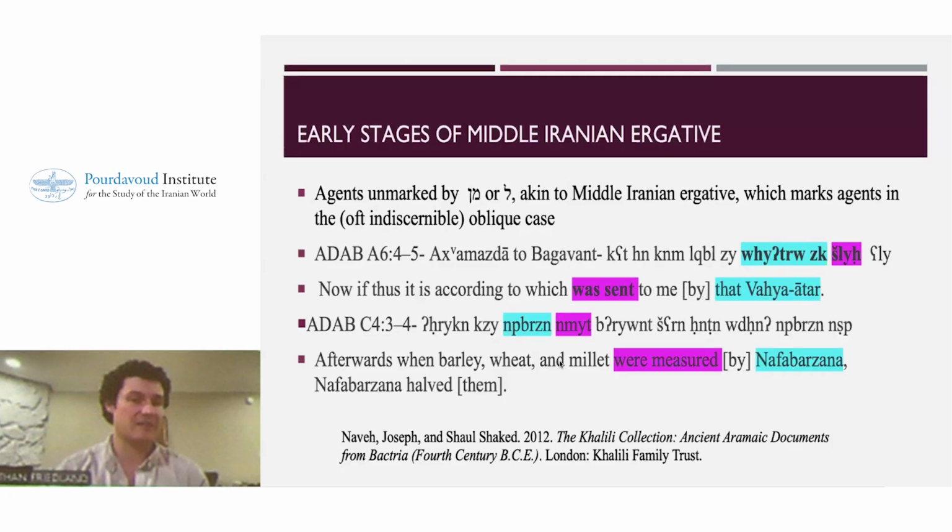So first we have, now, if thus it is, according to which was sent to me by that Vahya Atar. We have a G participle passive, what we've come to expect from earlier. And then we have the name, Vahya Atar, which cannot be any other component in the sentence. It can't be the subject. It can't be the direct object. It has to be the agent of this passive verbal form.